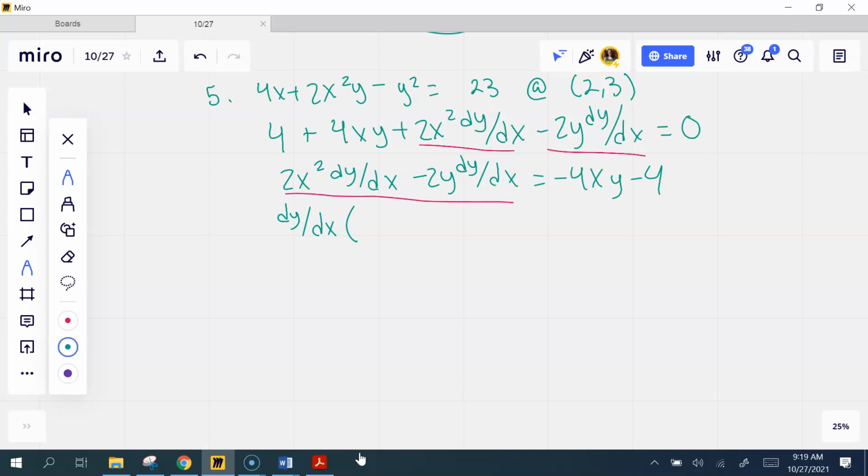Okay, Ben, are you okay? What's your question? Okay, so now we have 2x squared minus 2y equals negative 4xy minus 4. So now divide by 2x squared minus 2y.